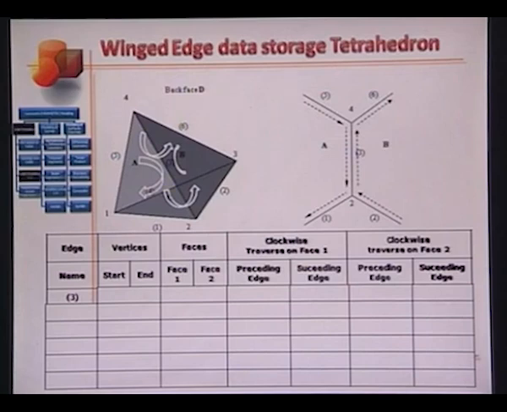Let's start with the first edge, edge 3. We know that the start and end vertices are 2 and 4. Face A and B are two faces incident on edge 3. For face A, the preceding edge is 5 and the succeeding edge is 1. For face B, the preceding edge is 2 and the succeeding edge is 6.